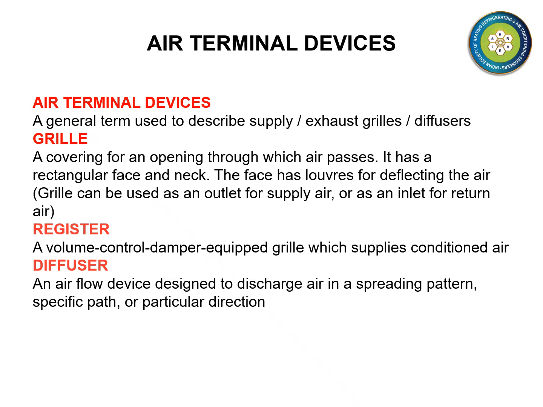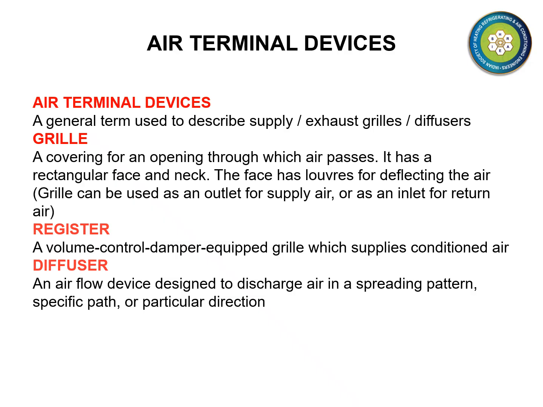A grill is simply a cover for a duct. A grill has a rectangular face and a rectangular neck. It has louvers for deflecting the air coming in from a duct. The louvers may be fixed or their angles may be adjustable. A grill can be used either for supply air or for return air. Remember that a return air terminal must be located sufficiently distant from a supply air terminal so that it does not short circuit the supply air.